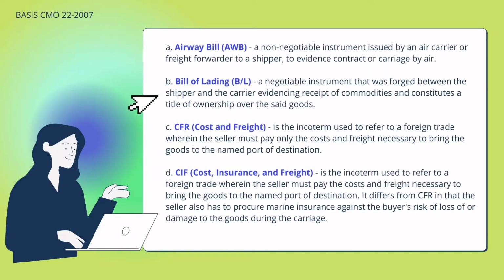So, ang key difference between an airway bill and a bill of lading is that ang airway bill kay issued in a non-negotiable form. Therefore, it does not specify which flight the cargo will be on or when it will reach its destination. Then next, we have CFR or the cost and freight.